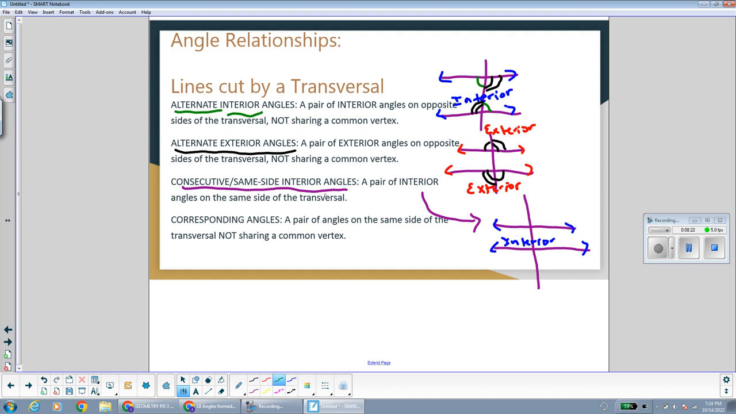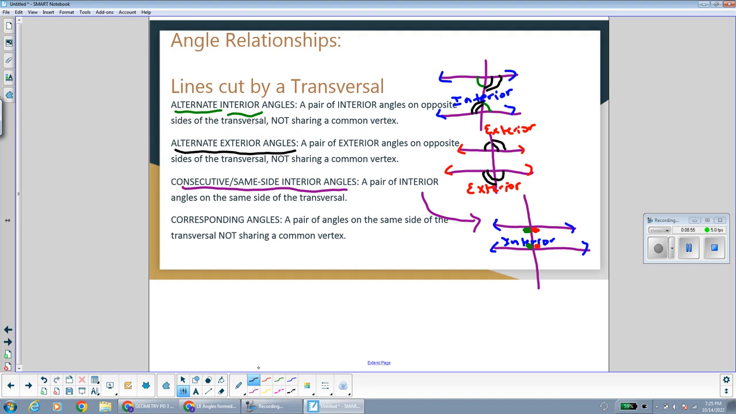Same side interior angles are on the same side of the transversal. So if this is one of our interior angles, the one that's same side with it would be to the left of the transversal as well. If we're talking about the interior angle to the right, the one that's same side or consecutive interior with it would be this one here that's also to the right.